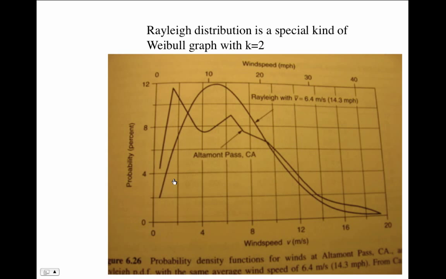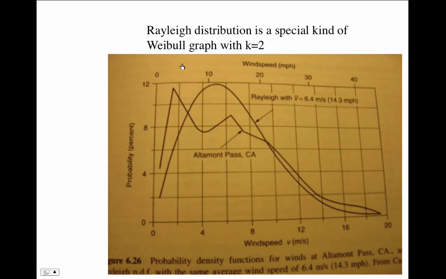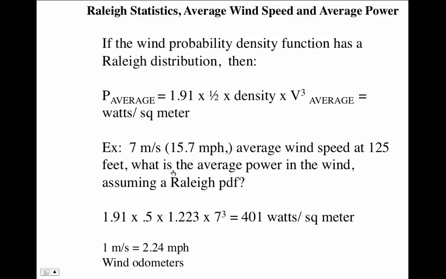And so this particular shape is called a Rayleigh curve, and this is the actual shape of the wind at Altamont Pass. And you see it kind of approximates this, even though it's off just a little bit there. And so it turns out that a lot of wind probability density functions, which is this curve that shows you what percentage of time the wind is at each different wind speed throughout the year, have a Rayleigh, or close to a Rayleigh distribution.